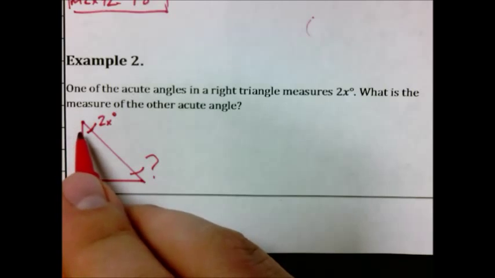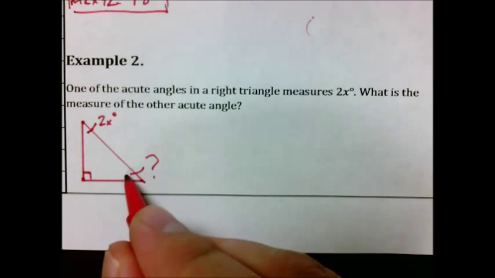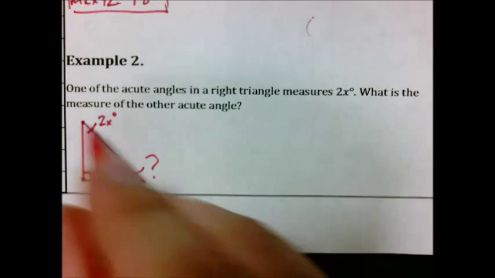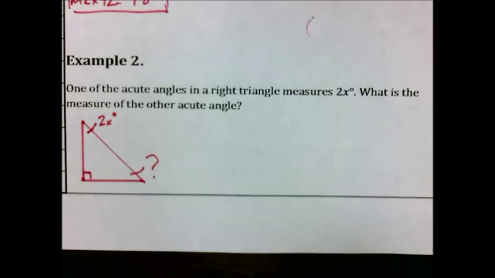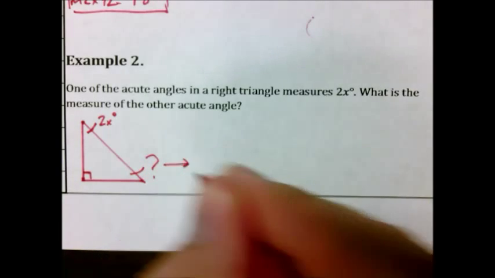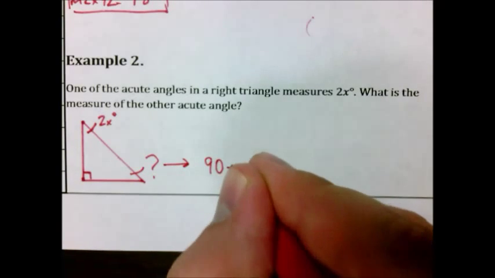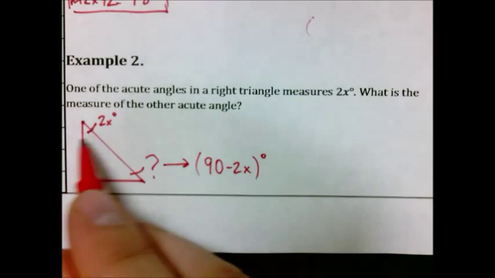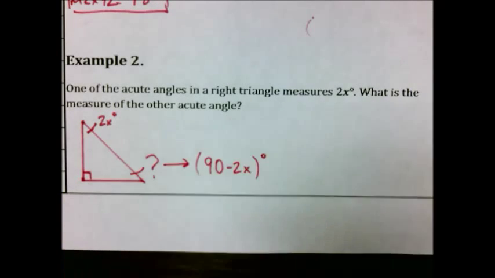We know this one's 90. This is 2x. The angle measure of both of these together is also going to be 90, since all of the triangle equals 180. So this angle measure has to be 90 minus 2x degrees, since we know this one is already 2x. That's all you have to do for example 2, so not too bad.